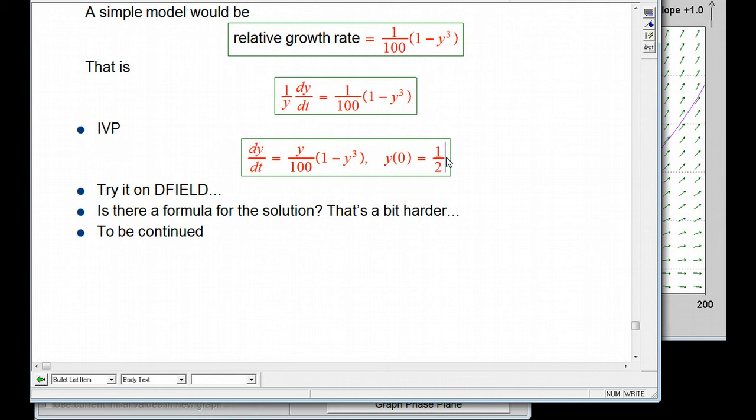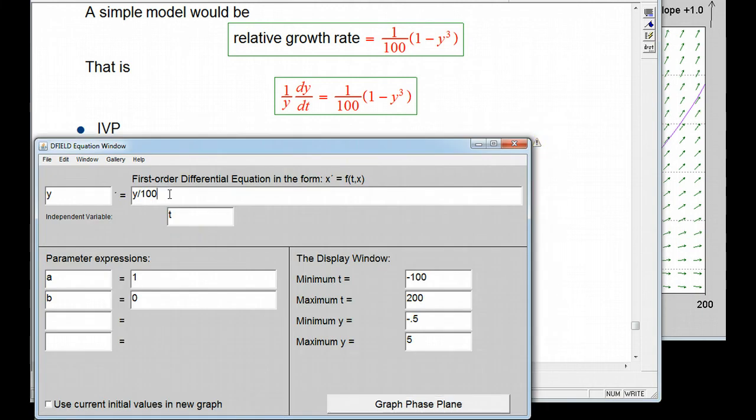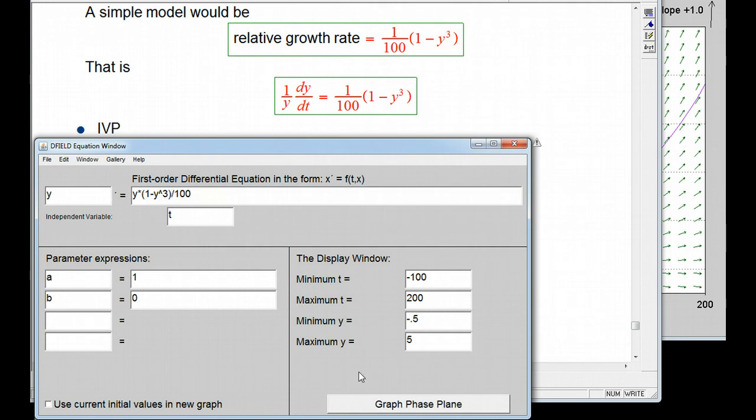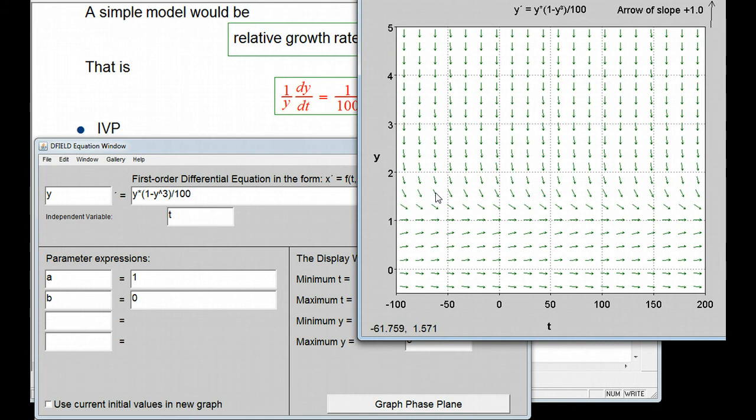Let's say the initial condition is still 500 people. y of 0 is 1/2 in units of 1,000. Let's try this on D field. What's the different picture here? We should get something that accommodates our intuition. So let's see, y times 1 minus y cubed over 1,000. This should accommodate this idea that it won't grow so quickly.